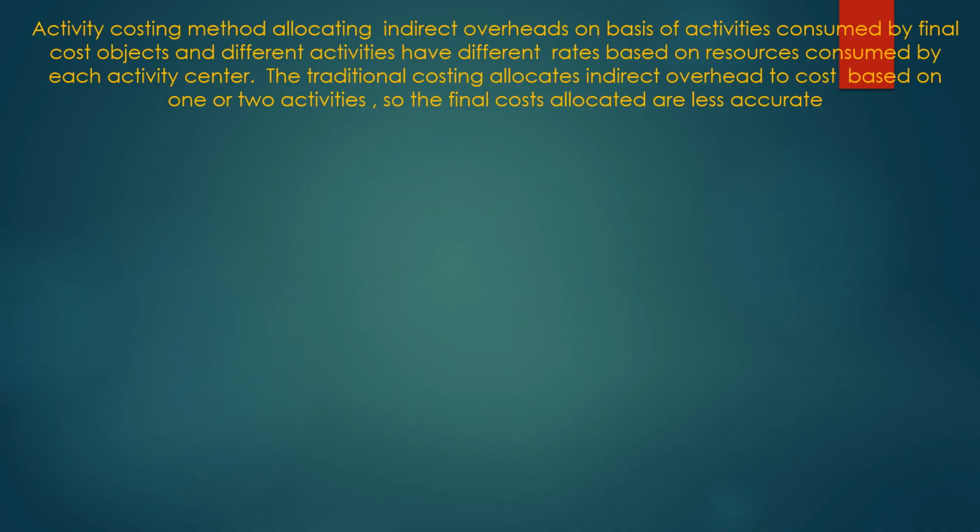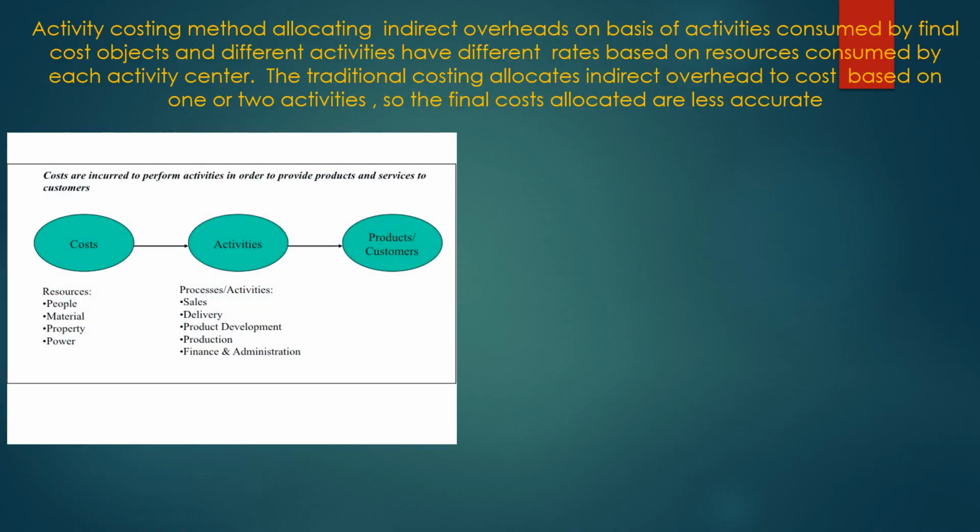The traditional costing allocates indirect overheads to cost based on one or two activities, so the final costs allocated are less accurate. Costs are incurred to perform activities in order to provide products or services to customers. So the costs are first collected under various heads, and then allocated to activities, and then those activity costs are loaded on products and customers.